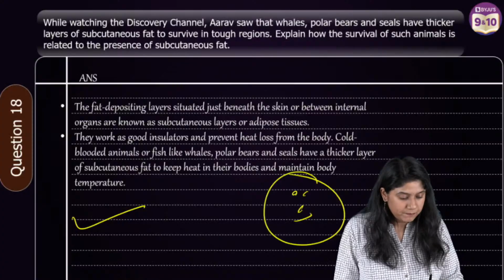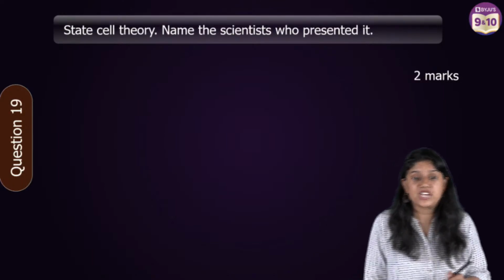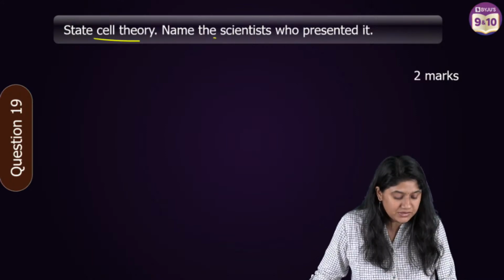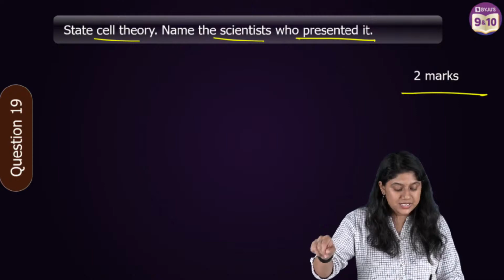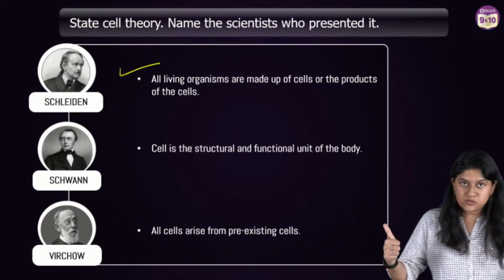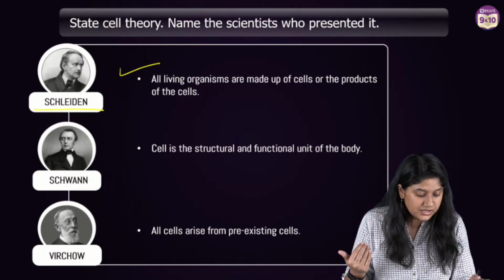Yes, okay. Moving to question number 19, everyone. Easy peasy question. Our favorite chapter, the fundamental unit of life. State the cell theory. Name the scientist who presented it. Very important cell theory. We have 3 important scientists. First of all, the 2 scientists who gave us the first cell theory are Schleiden and Schwann.